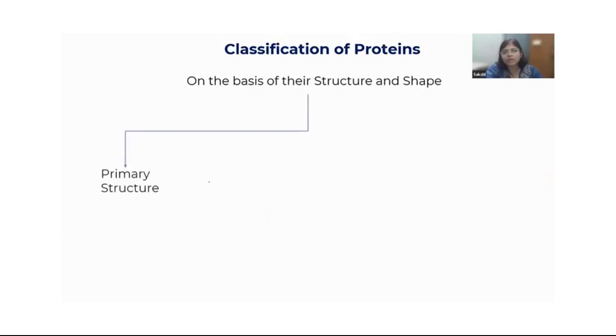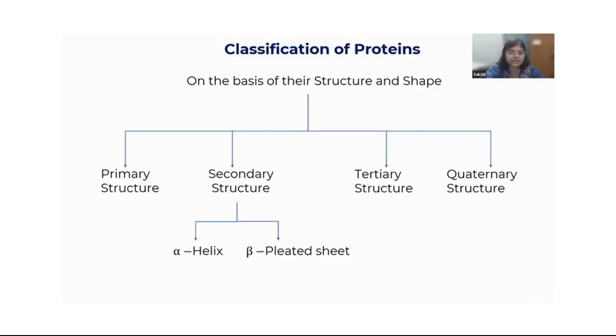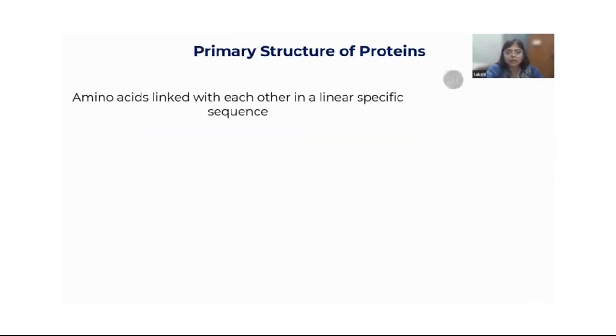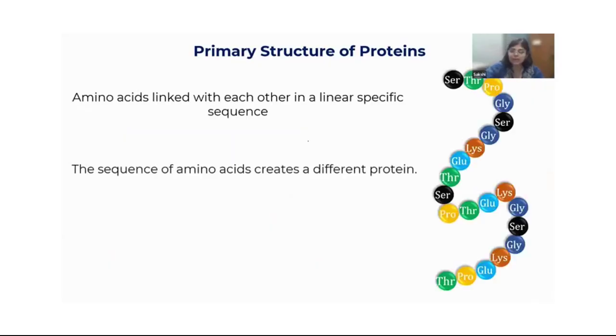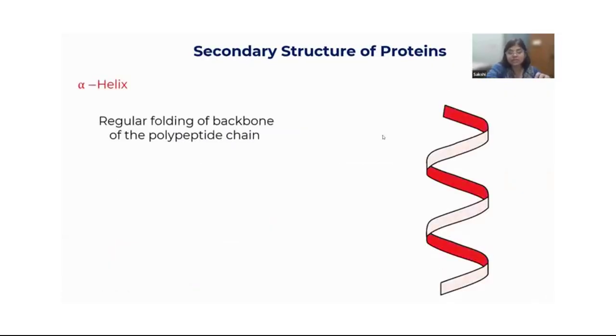Okay. Now, how do we classify the protein based on their shape and structure? So there are primary structure of protein, secondary structure, tertiary, quaternary. Secondary is again divided into alpha helix and beta pleated. Let us see. So amino acids are linked together in primary structure. They are linked together in a specific sequence, right? Can you see how they are linked together in a specific sequence? Okay, these are primary structures. Okay, so now this is secondary structure.